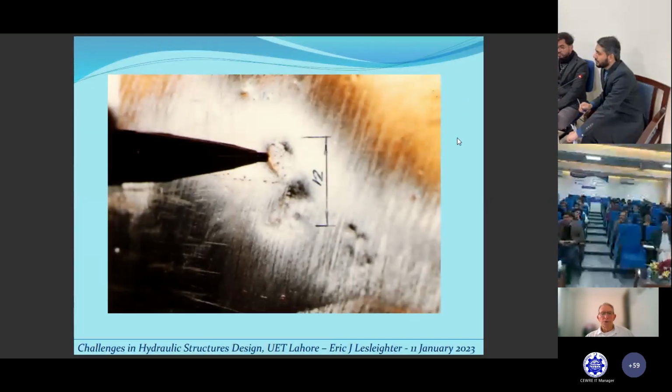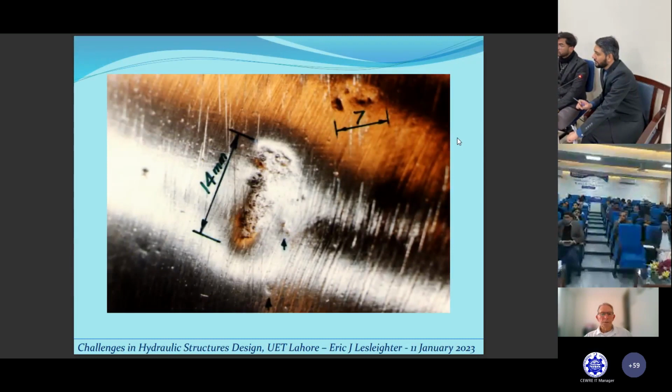Now I'm going to a slide which starts off sediment effects. Have that one? Yes, we are on the slide with the 7 millimeter dimension.